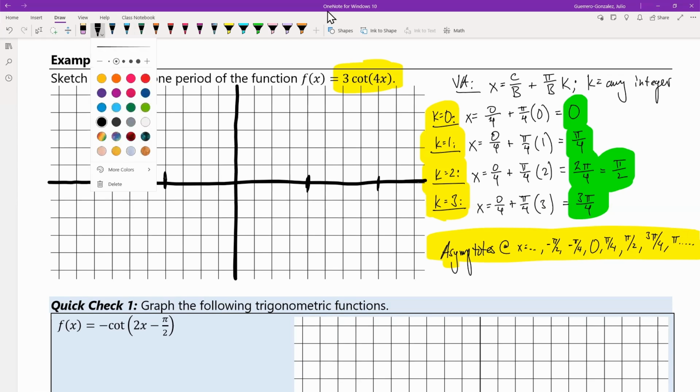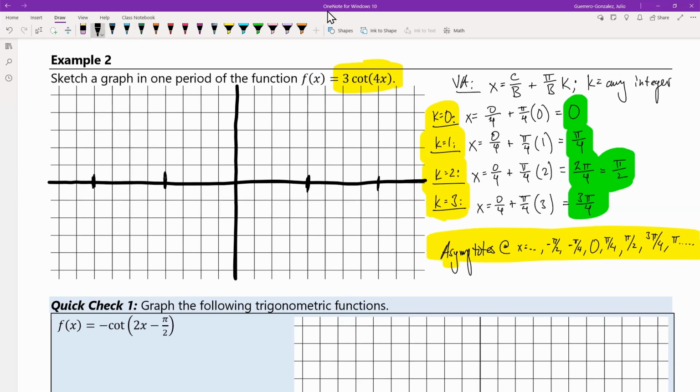Okay, I am going to make each one of these pi over 4. So this is going to be 2 pi over 4. This is going to be pi over 2. Negative pi over 4. Negative pi over 2. Okay, and these are basically those values right there.